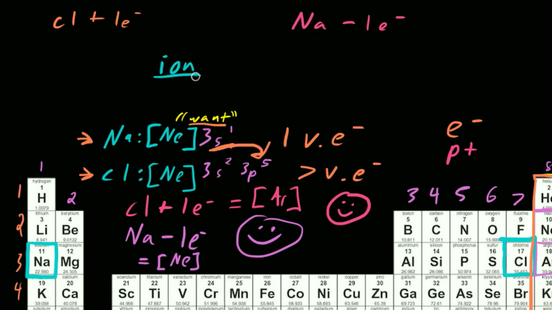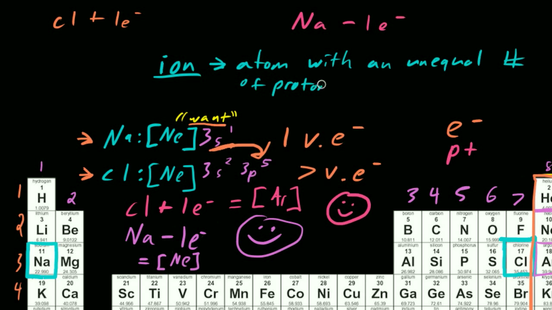And an ion is essentially, I'll just define it, an atom with an unequal number of protons and electrons.